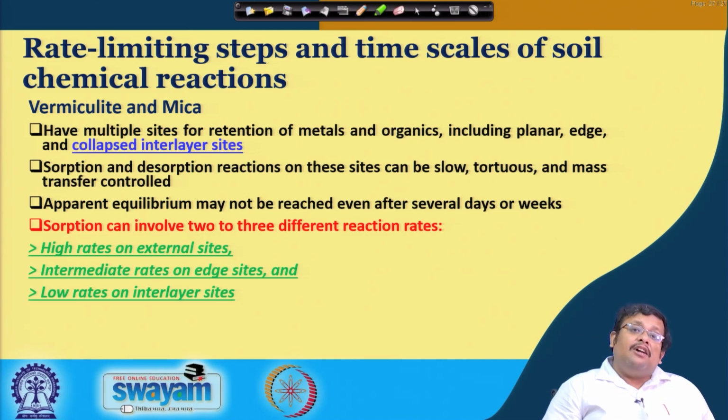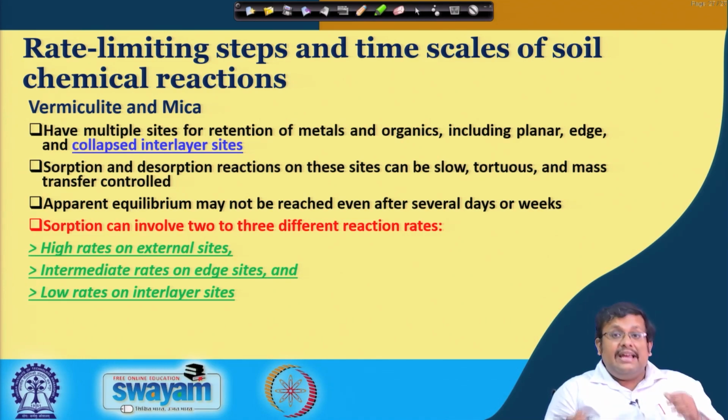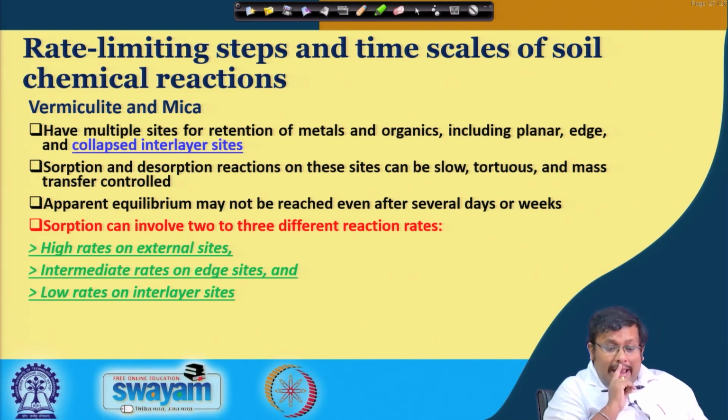Now, sorption can involve two or three different reaction rates. One is high rates of exchange on external sites, second is intermediate rates on edge sites, and third is low rates on the interlayer sites. So, depending on whether it is an external, internal or edge site, the rates vary. Okay. Now, in case of kaolinite, almost all the surfaces are external. So, obviously, they show a high rate of reaction, or high rate of transport.